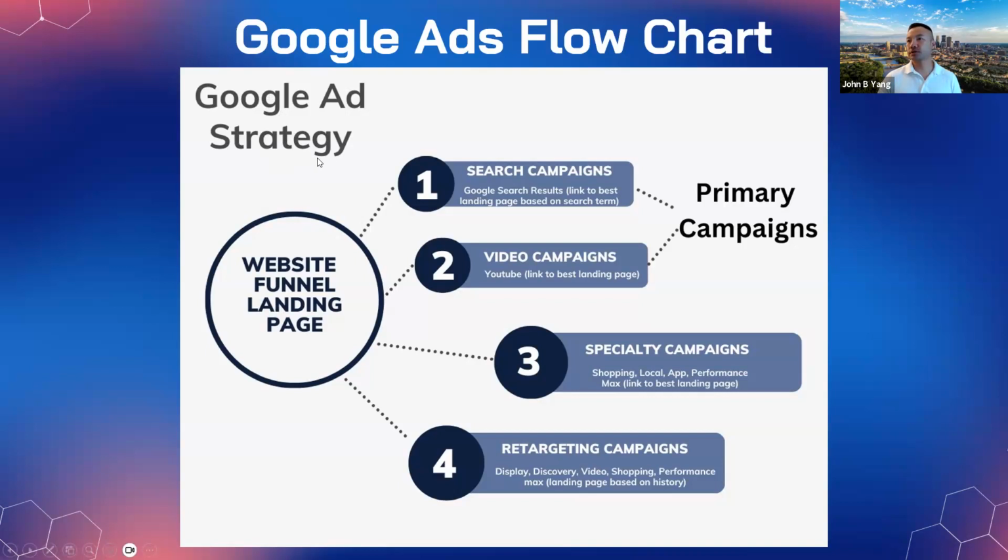So the strategy here is, the primary campaigns are really the search campaigns. A search campaign is basically the Google search results, right? You want your ads on the search results, and when someone clicks on it, it directs the user to your main website or your landing page.